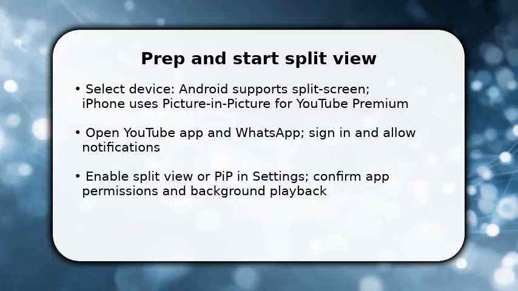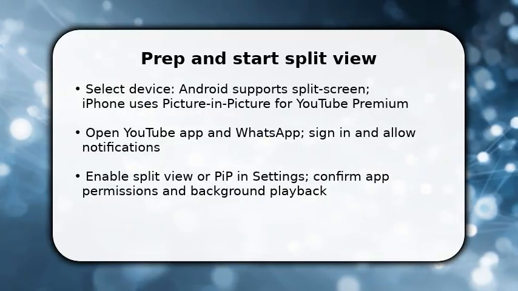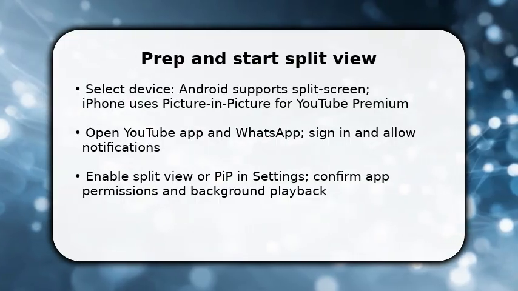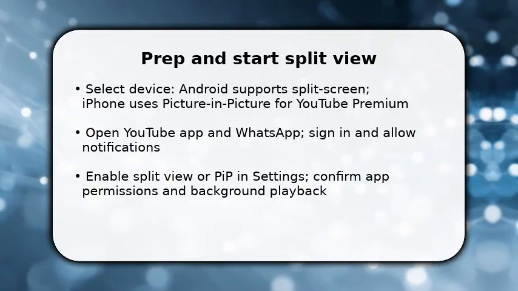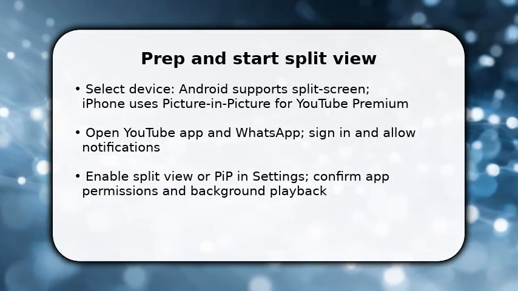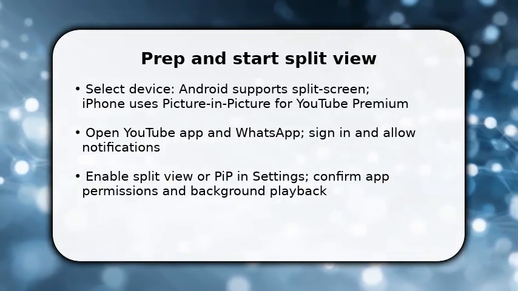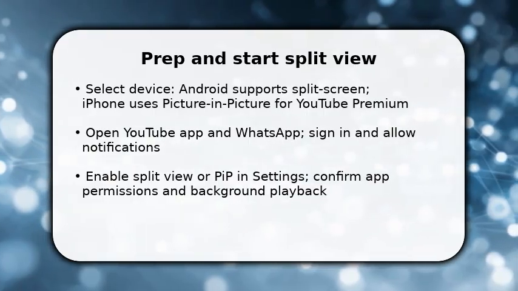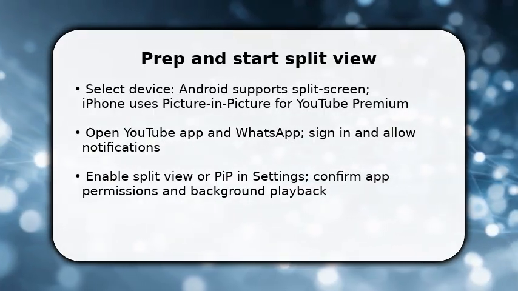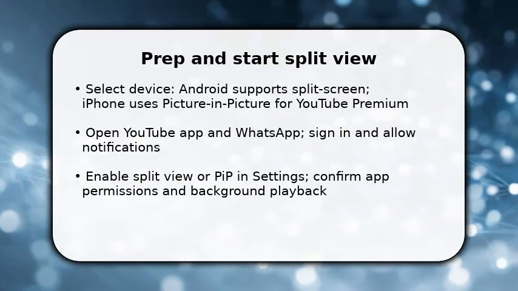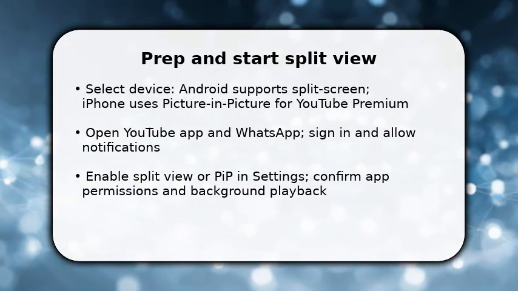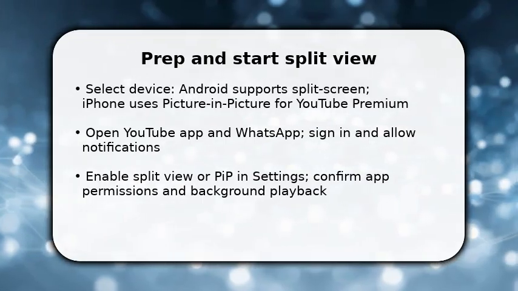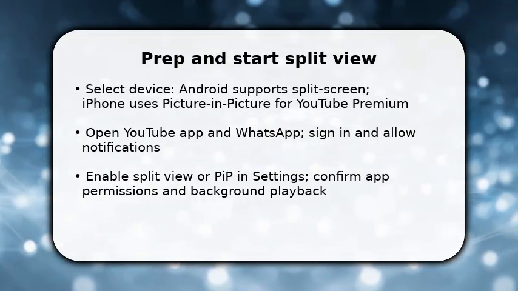Enjoy the video. You will prepare by choosing the right mode: split screen on Android or picture-in-picture on iPhone. Open YouTube and cue the video, then open WhatsApp so both apps are active. Once done, enable split view from the recent apps menu or start PiP by pressing home while playing a supported video. Make sure YouTube background playback is allowed. This first step gets both apps visible and responsive so you can interact without interrupting the video.